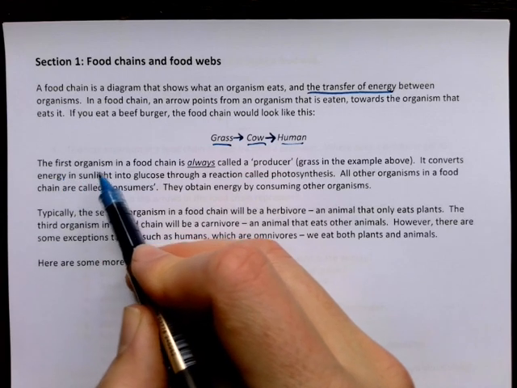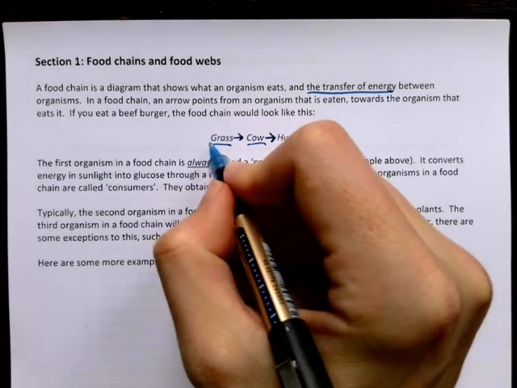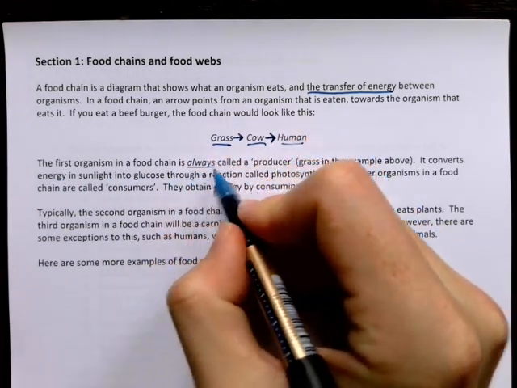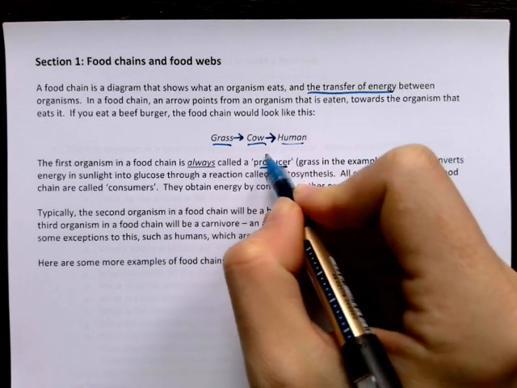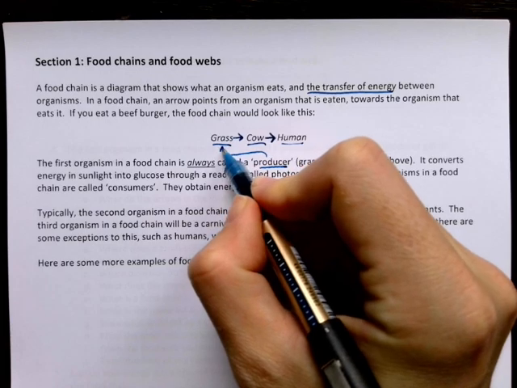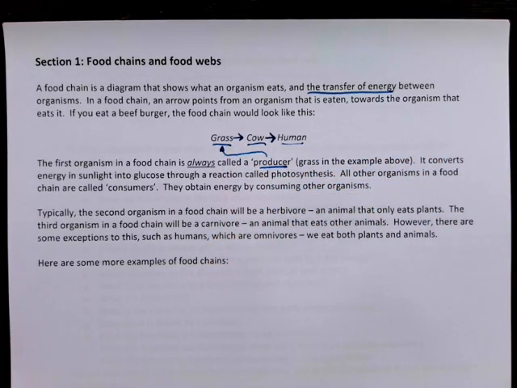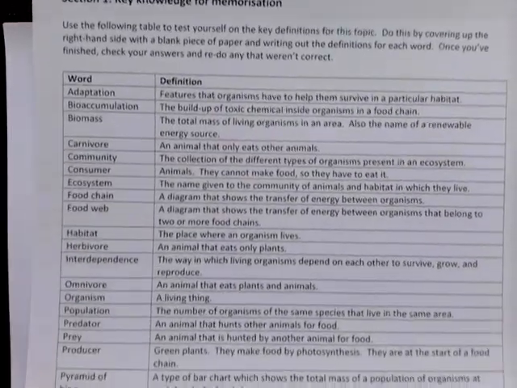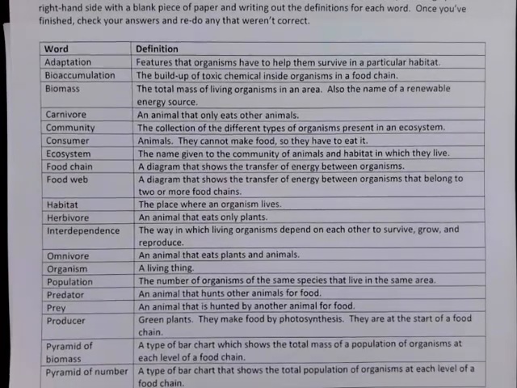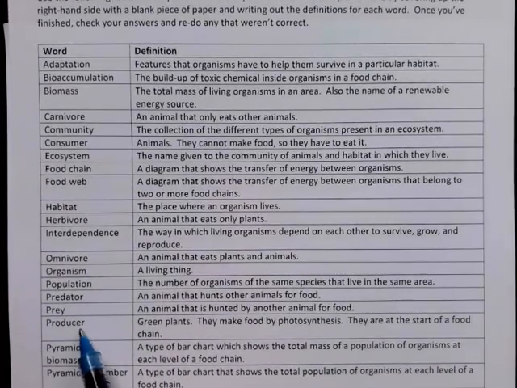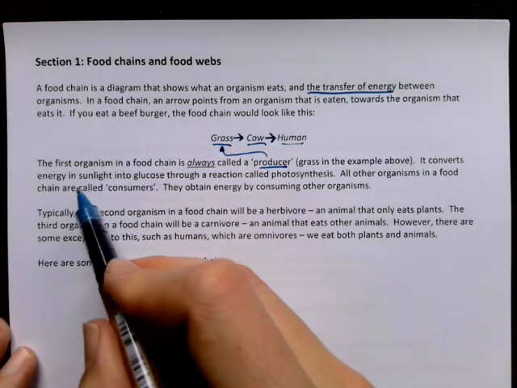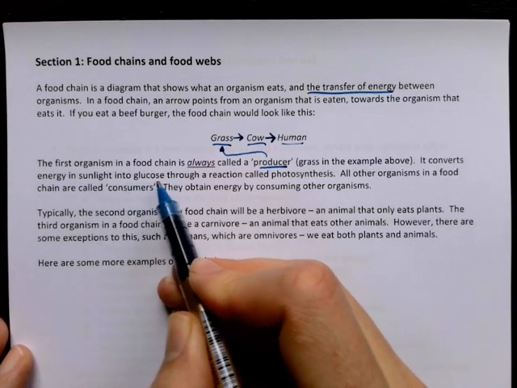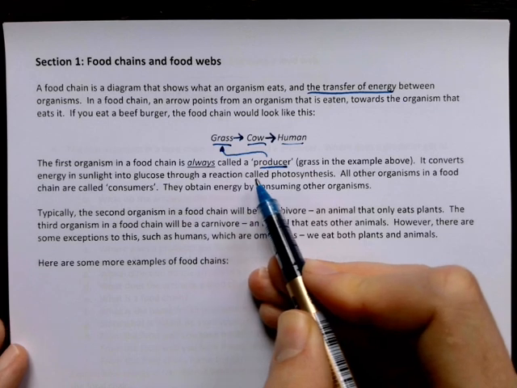The first organism in the food chain, so in this case, that's grass, is always called a producer. So a producer in this case is grass, and that's one of the words on our table here, producer. It converts energy in sunlight into glucose through a reaction called photosynthesis.